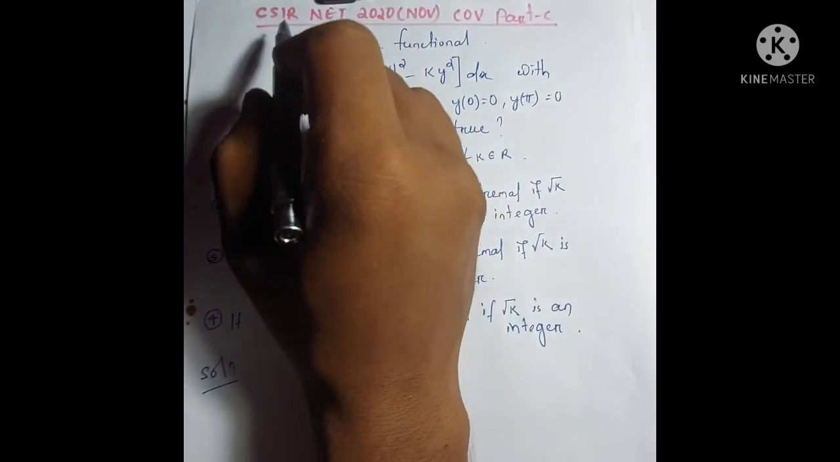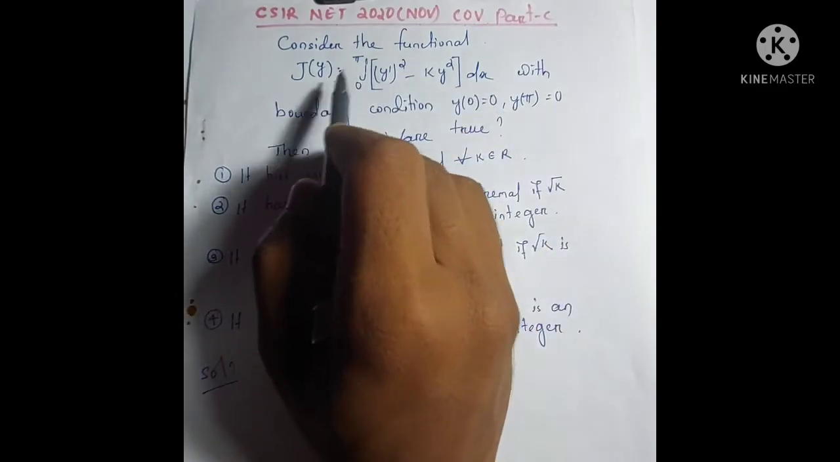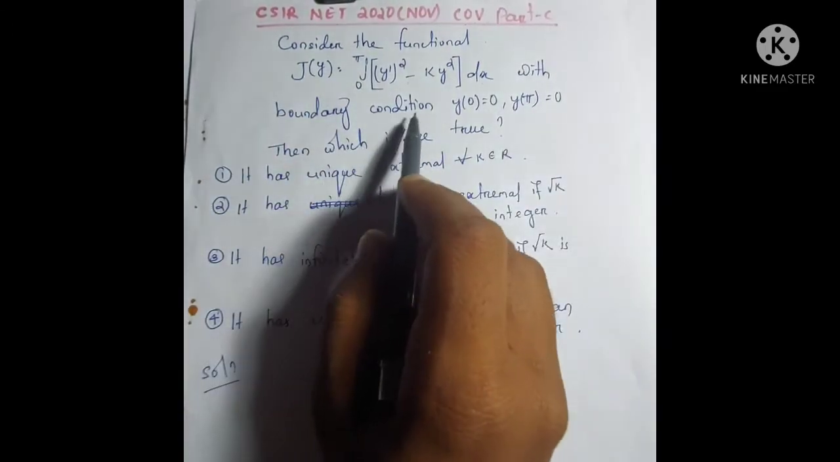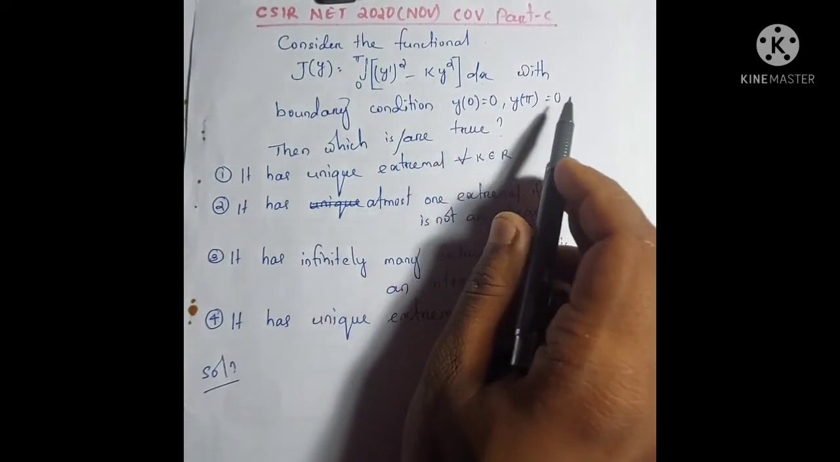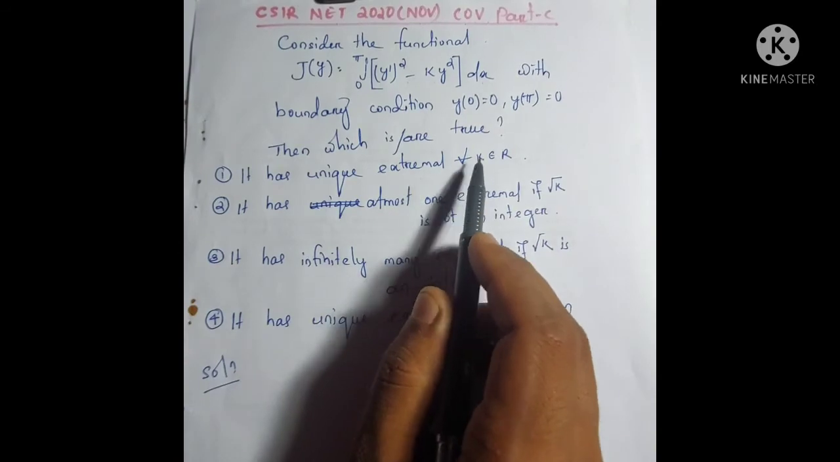Hello, let us solve one question from CSIR NET 20 November, calculus of variation part C. Consider the functional J of y is equal to integration from 0 to pi of y dash square minus k y square dx, with boundary conditions y of 0 is equal to 0 and y of pi is equal to 0. Then which are true? Option 1, it has a unique extremal for every k belongs to R.